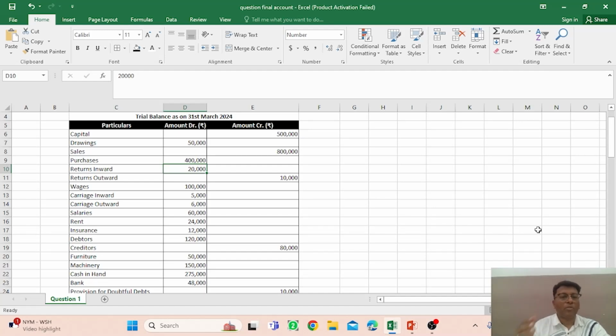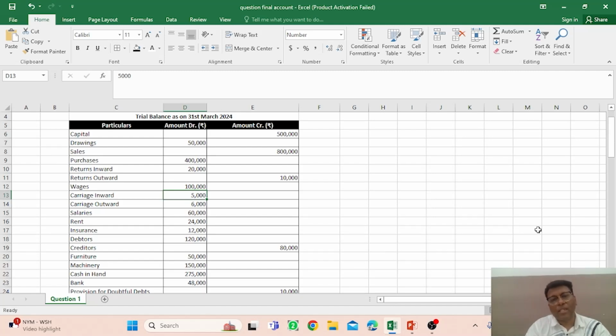Okay. And what about the wages? Wages is a direct expense, because it is involved in the cost of production. This is a direct cost, so it is part of the trading account. As I told you earlier, the direct cost or direct expenses would be mentioned in the trading account, or it is related to factory expenses. Carriage inward means you are bringing some goods into your factory, into your business, so this is again a direct cost, so it would be mentioned in the debit side of the trading account.